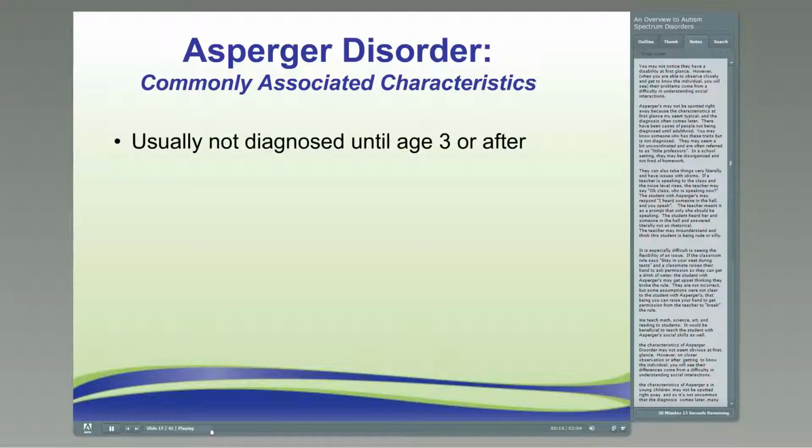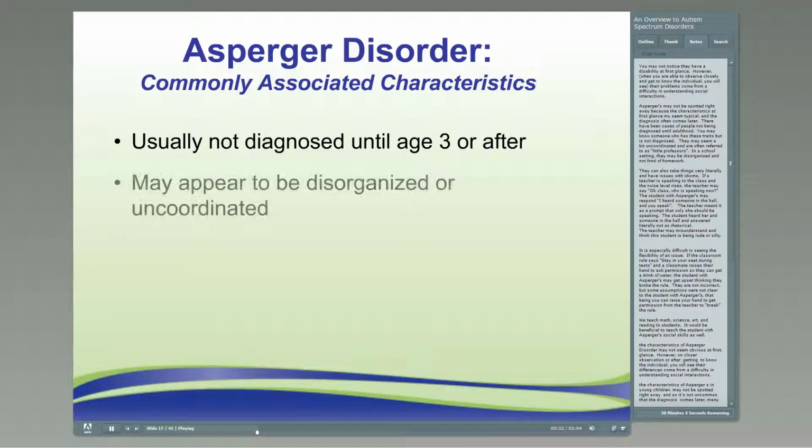The characteristics of Asperger's in young children may not be spotted right away, and so it's not uncommon that the diagnosis comes later, many times not until the child begins experiencing difficulty in school. They may seem a bit uncoordinated, disorganized, and are often referred to as little professors. There have been cases of people not being diagnosed until adulthood. You may know someone who has these traits but has not been diagnosed.